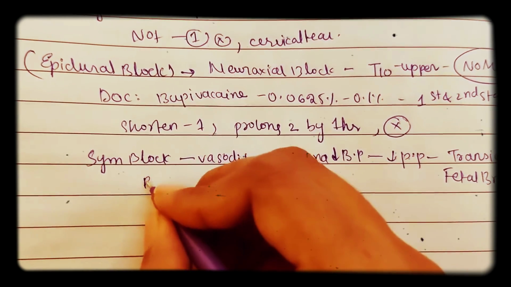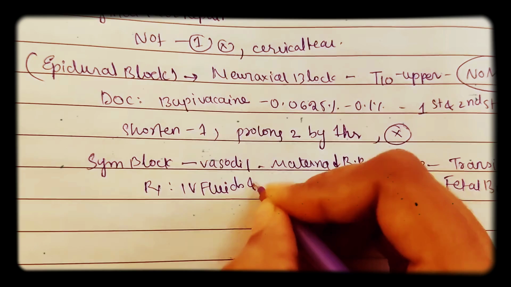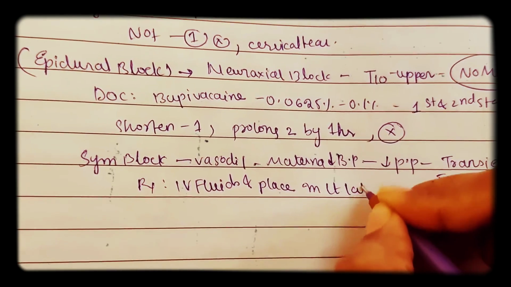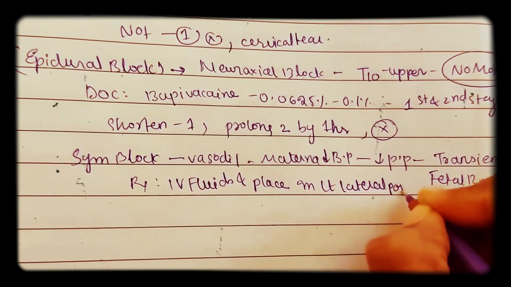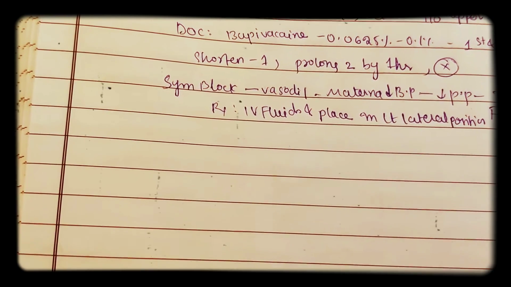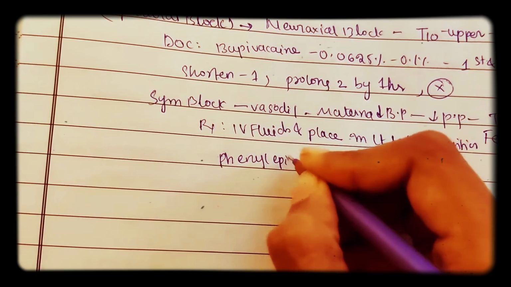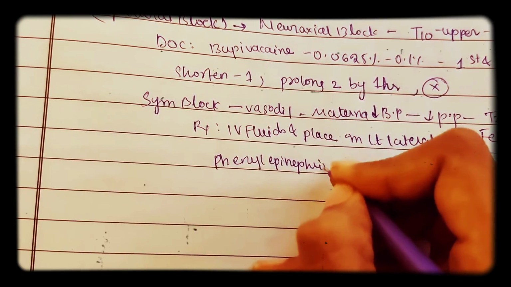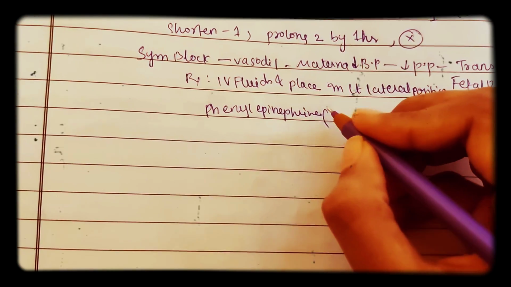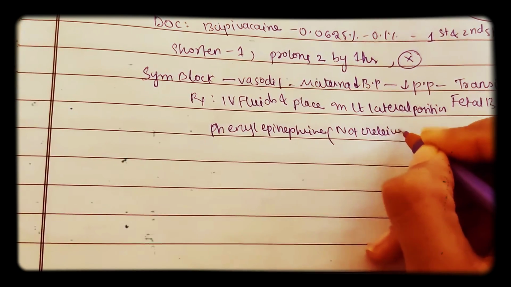And the treatment which you use here is IV fluids, and we need to place the patient in left lateral position. So if we put the patient in left lateral position and give IV fluids, even this hypotension will decrease. Next we can also give phenylephrine. Why we give phenylephrine is because if it is still not relieved by doing all these procedures, then we will give this. Okay, so if still not relieved, then give phenylephrine.